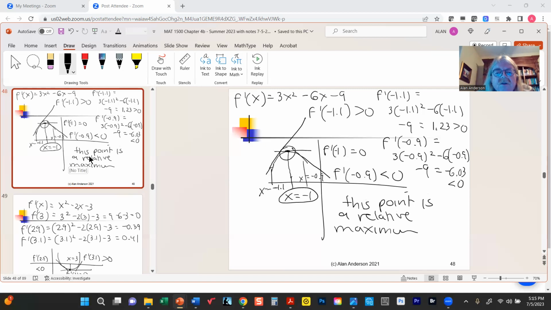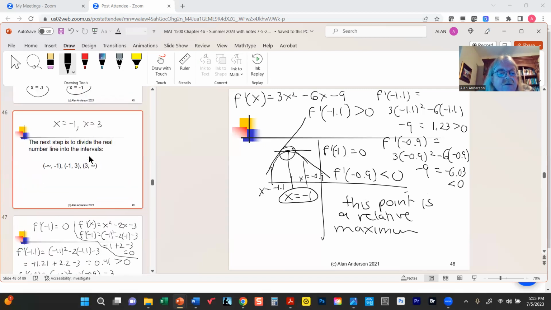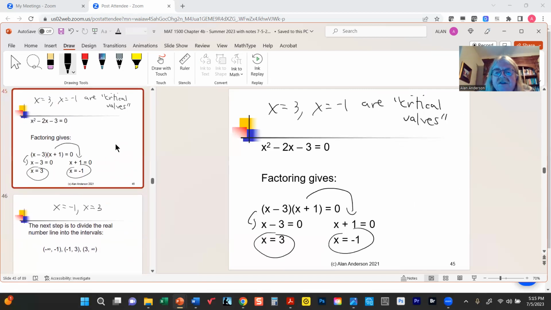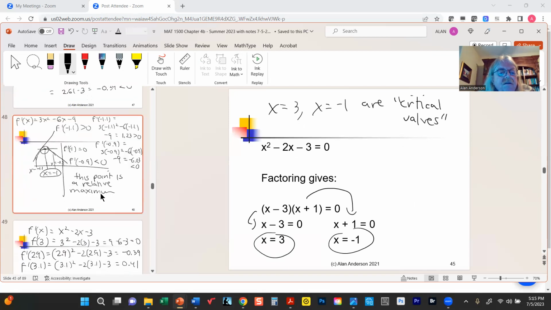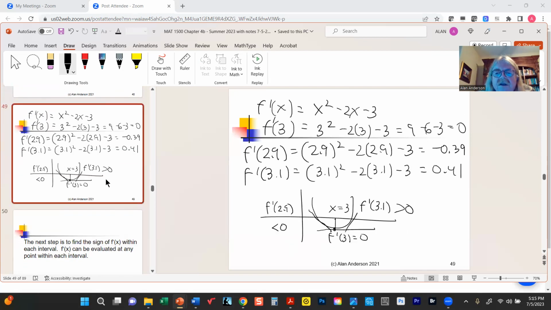And then we also have the critical value of +3 to consider. So here you can see exactly how that works. I've already gone ahead and done this. You can see that f prime of 2.9 is negative. f prime of 3.1 is positive. So the pattern is exactly what we'd expect for a minimum. It goes from negative to 0 to positive.